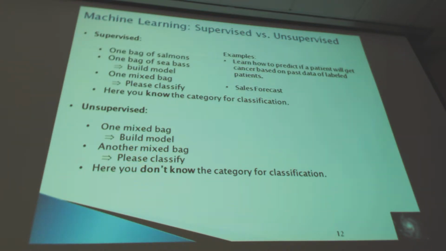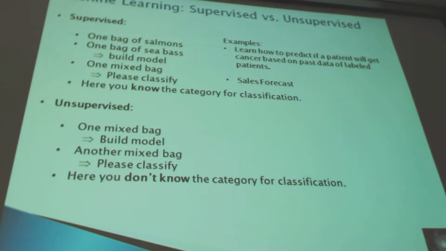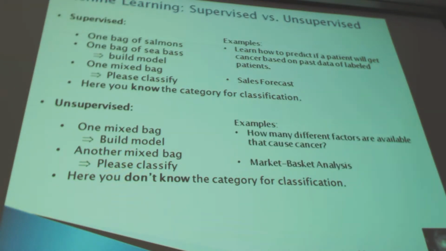So you already know the various symptoms of cancer patients. Based on that, you are predicting whether this patient has cancer or not. So you have some input training data set. Similarly, for sales forecast, given the 3-year sales revenue, you are trying to predict the next 5 years of sales revenue. For unsupervised learning, for example, you are asked how many different factors are available that cause cancer.